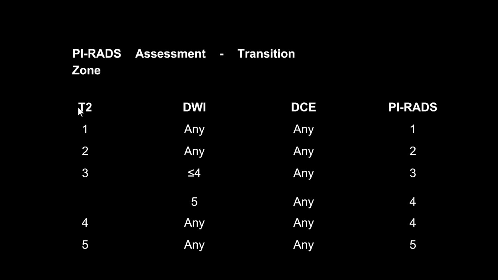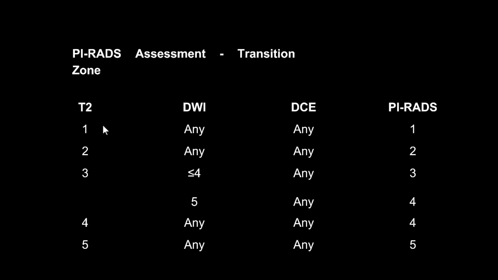But we are leading with the T2 character on a fast spin echo image, as opposed to the peripheral zone, where the DWI was the trumper. Here, the trumper, if you play bridge, is the T2 morphology and character. We're going to look at two easy categories, the 1 and the 5.